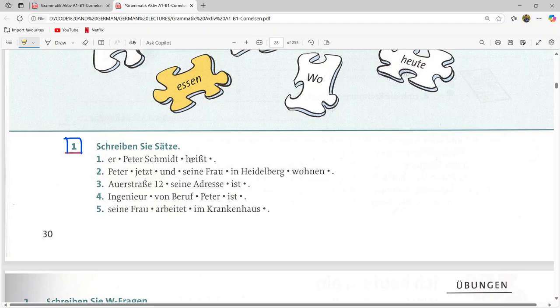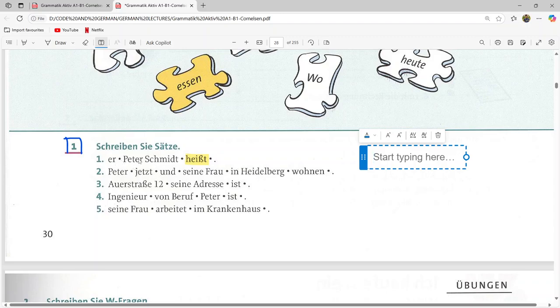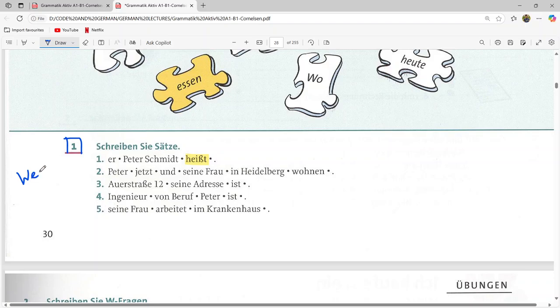Peter Schmidt heißt. So this is the verb. This verb should stay in position 2. And now we have to determine who is the subject. To determine the subject we use the question word. Who is called Peter Schmidt? He is called Peter Schmidt. Okay, so very easy.